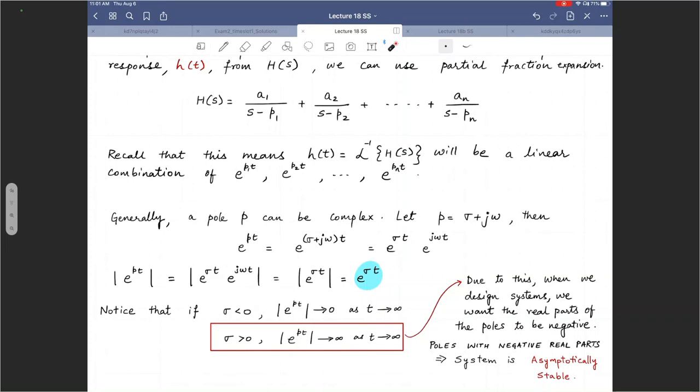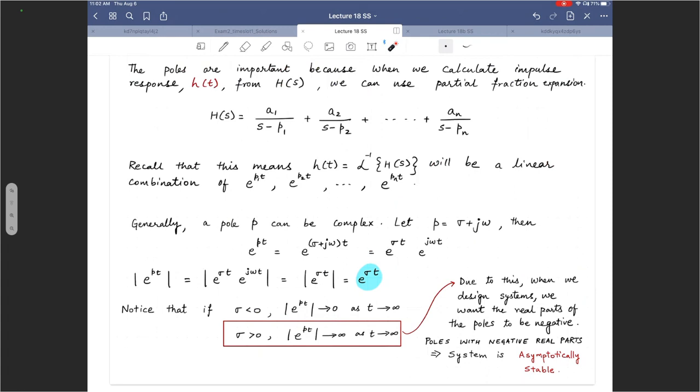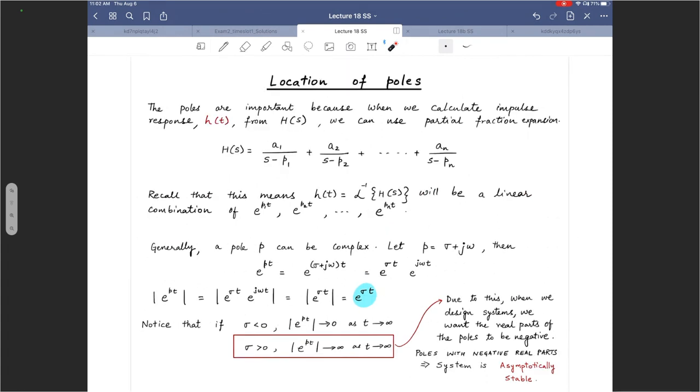That indicates that the absolute value of e to the pt is growing, tending to infinity as time goes to infinity. And that happens when sigma is greater than 0, for time greater than 0, right? Both these statements combined give us this very important result written on the bottom right here. Due to this, when we design systems, you want the real part of the poles to be negative, meaning you want the poles to be in the left half of the S-plane.